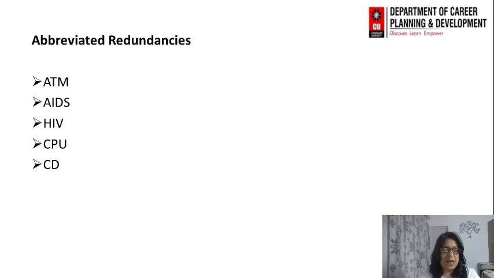Now let's have a look at some abbreviated redundancies. When I say abbreviated redundancies, there are certain abbreviations that we use in our daily life, and we use them in a way that we should either use the abbreviation or use the word that goes with it. For example, we say ATM machine. ATM means automated teller machine. Why are we saying go get some money from the ATM machine? It has to be ATM. You should not use the word machine after it.